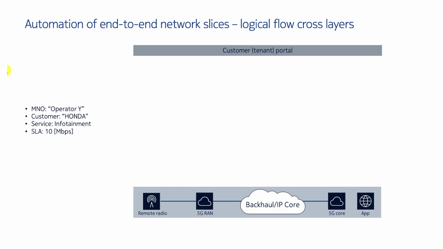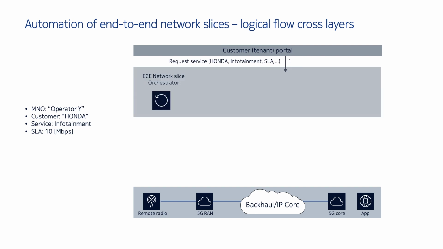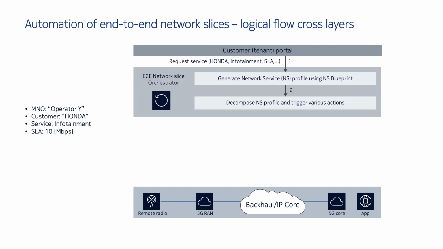Let's get back to the network and see how, for example, the green infotainment slice is created in this network. The logical flow is, I have a customer, Honda, who needs an end-to-end network slice for infotainment, and the budget for SLA is 10 megabit per second. Customer portal sends a request to operator, and operator uses its network slice blueprints or templates to generate network slice profile. And after that, it goes through various decomposition and triggering various action in the network.